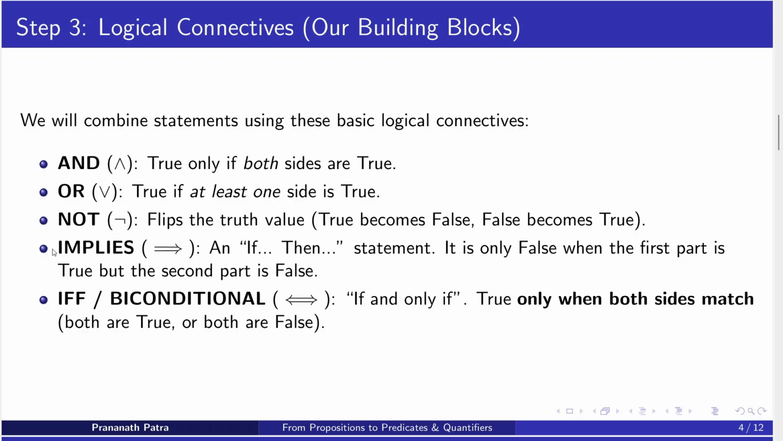Next is implies. This represents an if-then statement. An implication is only false when the first part is true, but the second part is false. Finally, we have the biconditional, or if and only if. This is true only when both sides match, meaning both are true or both are false.